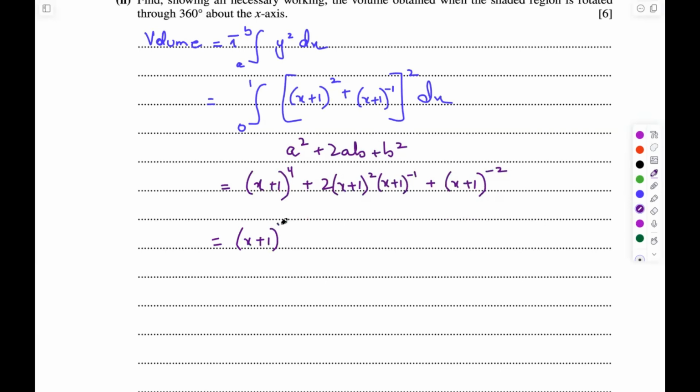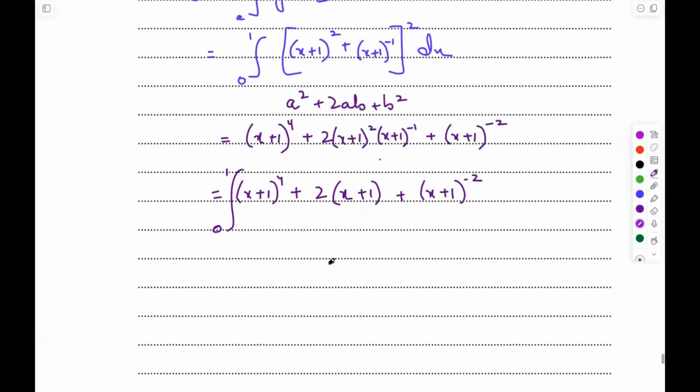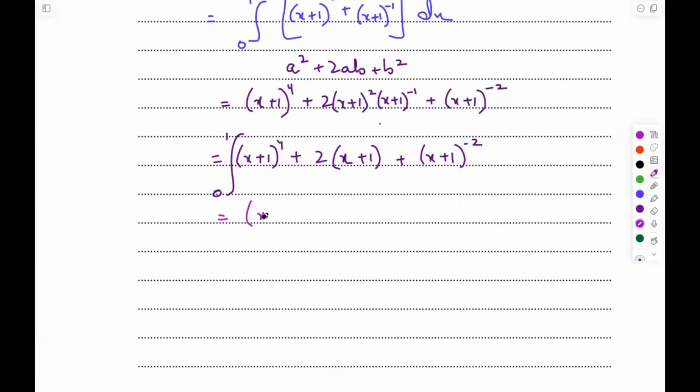So this will become (x+1)^4 plus 2, with power 2 and power minus 1. So 2 minus 1 is 1, so this will become 2 into (x+1)^1, and the last term will remain as it is. Now integrating the expression with the limits 1 and 0. Integrating (x+1)^4 becomes (x+1)^5 upon 5. Plus 2 into (x+1)^2 divided by 2, the new power. And over here, when we increase the power by 1, it will become minus 1 and we will divide by minus 1.